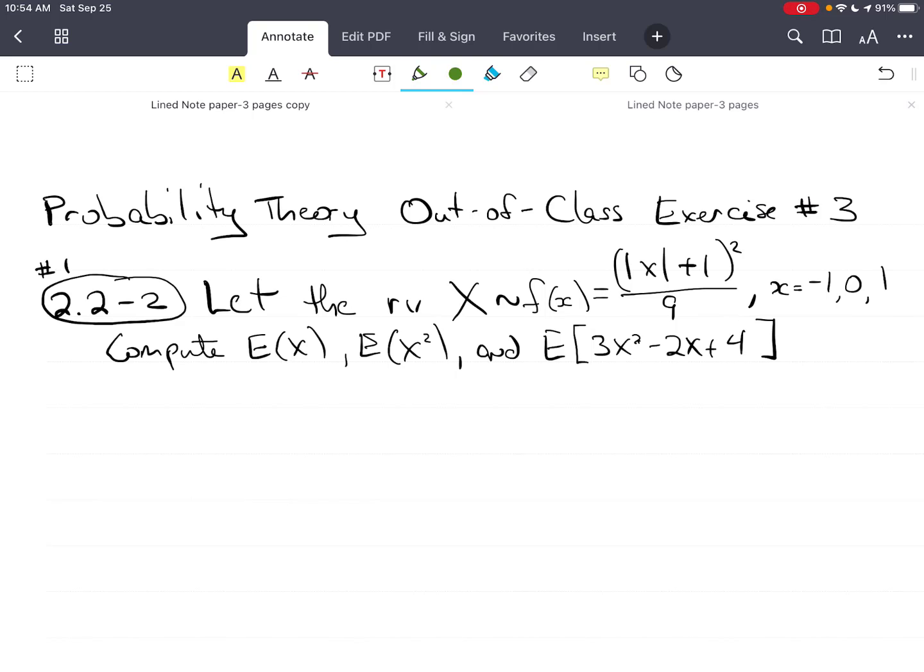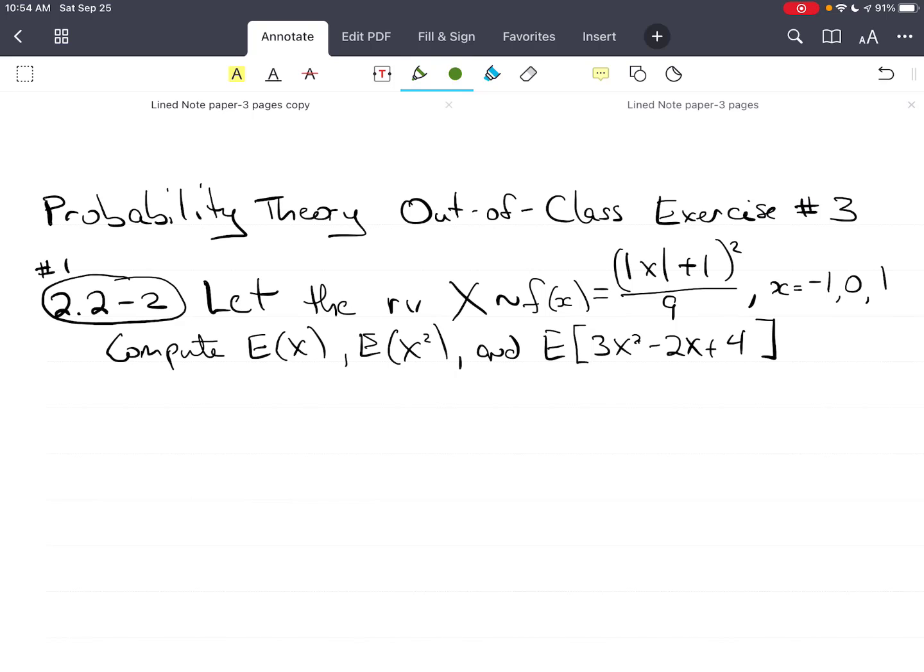So we're going to start with problem number 2.2-2, and this problem I believe is the same in the 9th edition as it is in the 10th edition, but these problems were taken from the 9th edition. All right, so we have this random variable x, and it has a PMF of the absolute value of x plus 1, quantity squared over 9. And we want to compute the expected value of x, the expected value of x squared, and then this quadratic form.